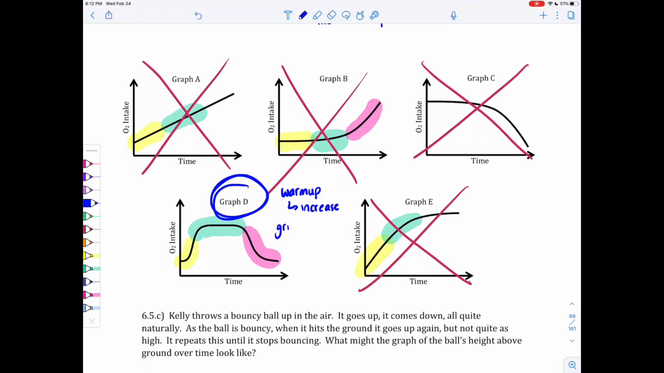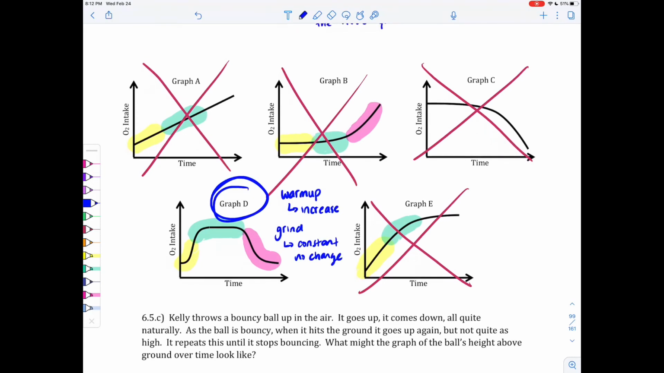My grind is fairly constant, right? I'm not really expecting much change. And then my cooldown, that's not how you spell cool. I was thinking close for whatever reason. Cool. My cooldown, I'm going to see a decrease in my oxygen intake. And this is exactly what graph D depicts.